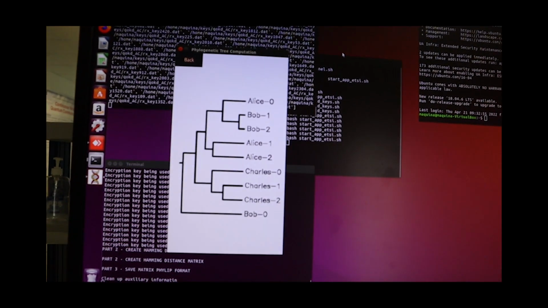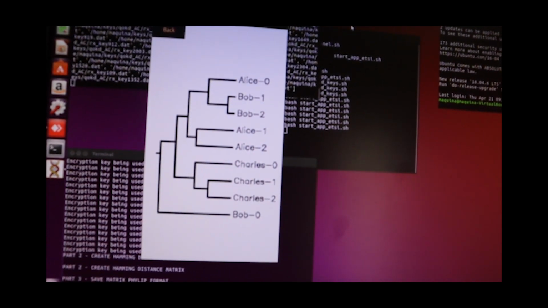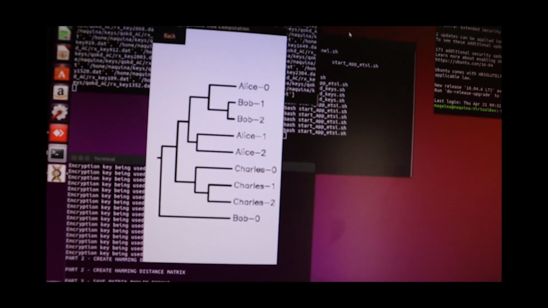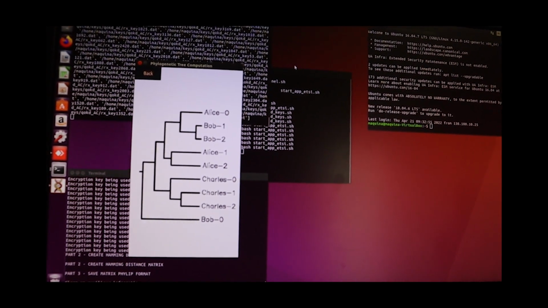The phylogenetic tree that was computed was done so securely and privately, meaning that at no point in the computation could a participant have access to the raw sequences of another participant.